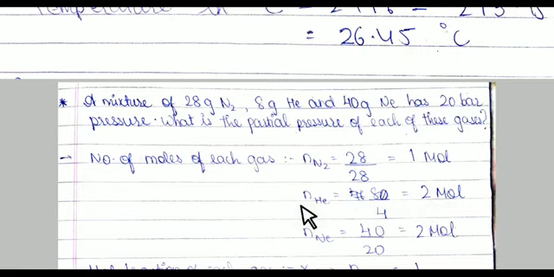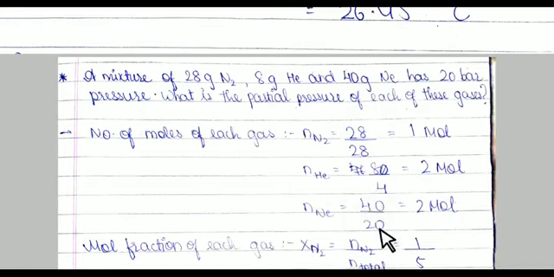Always remember, students, to find the partial pressure we first find the number of moles, then from the number of moles we get the mole fraction, and then using the mole fraction we can easily find the partial pressure. The formula for the number of moles is mass upon molar mass. Mass is given and molar mass you have to learn. Similarly for neon, mass is given and molar mass is 20. So we can get all the numbers of moles: nitrogen is 1 mole, helium is 2 mole, and neon is 2 mole.